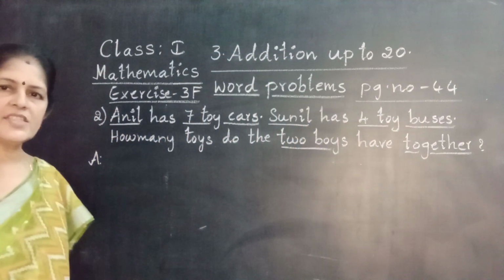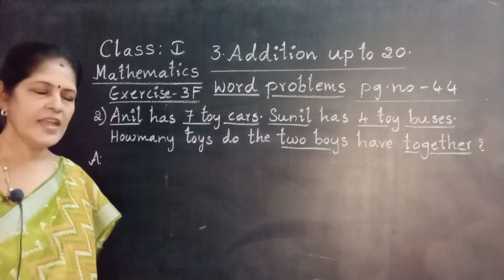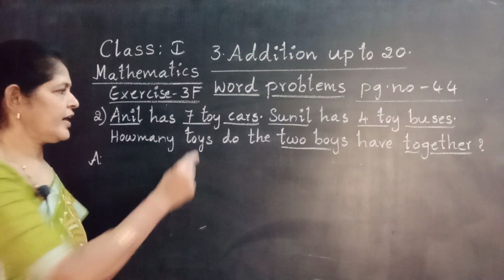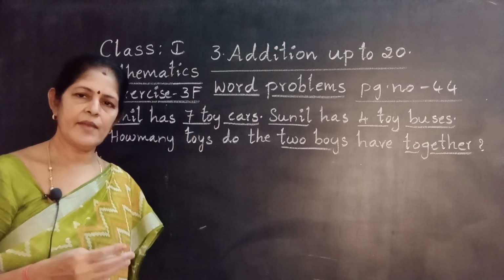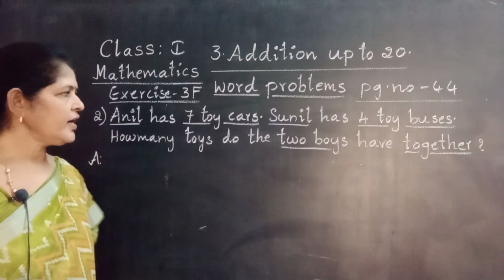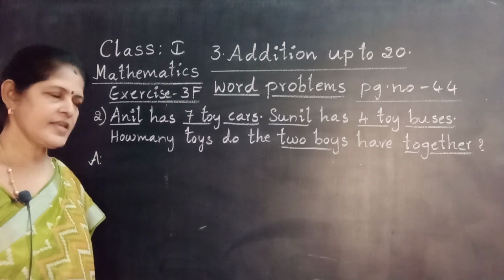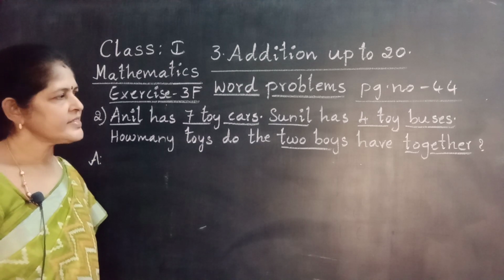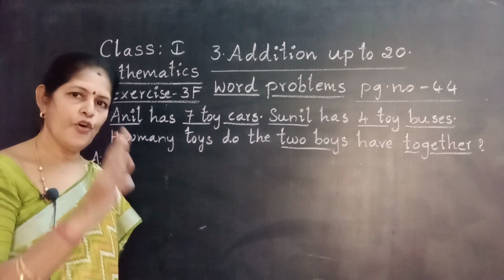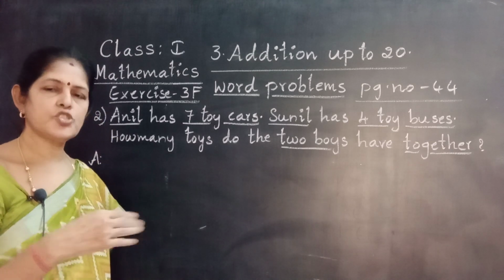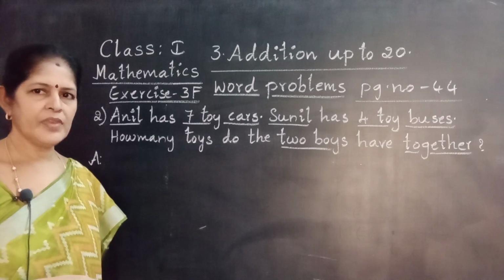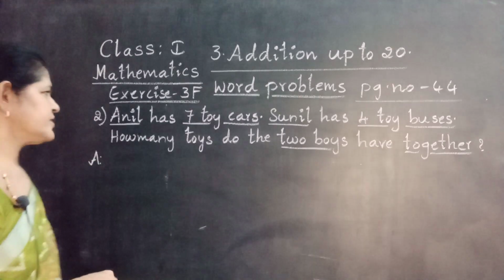Together is an addition word. Together means we are putting together the given 2 numbers. Putting together means addition. How many toy cars with Anil? 7. How many toy buses with Sunil? 4. 7 plus 4, together means total. Okay? Understood? Come on, write the answer.